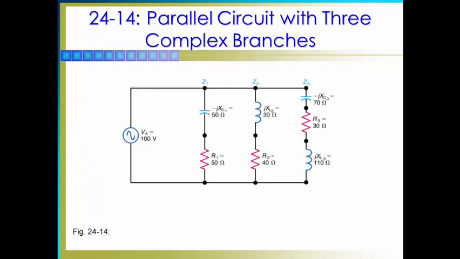So this would be the procedure for all of this. When you're adding them, you use the rectangular form. When you do the multiplication and division, you basically use the polar form.